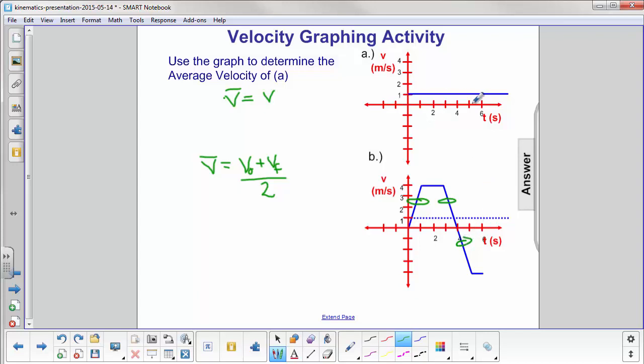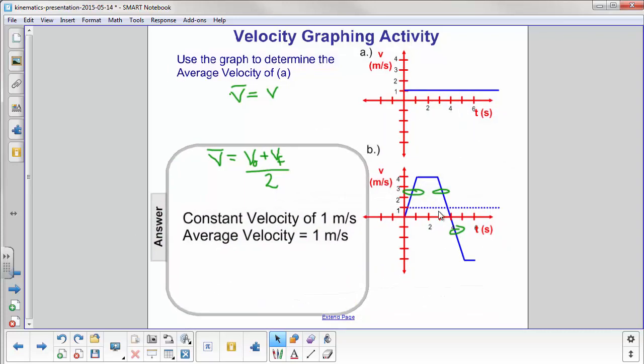But if you have a constant velocity, well, the average velocity is just the same as any point there on the graph. So in this case, the average velocity of A would be 1 meters per second, as it is a constant velocity of 1 meters per second.